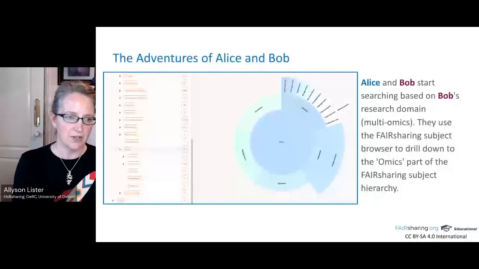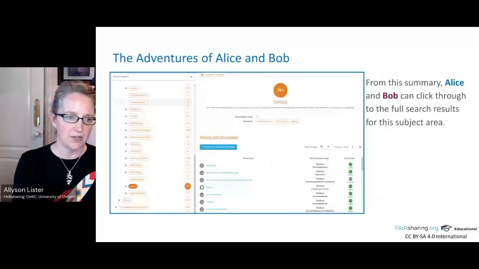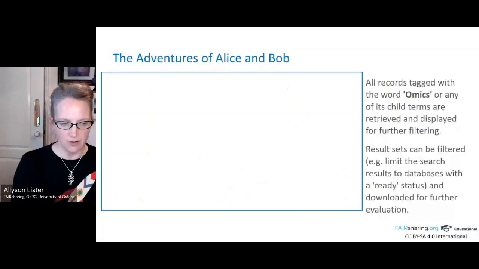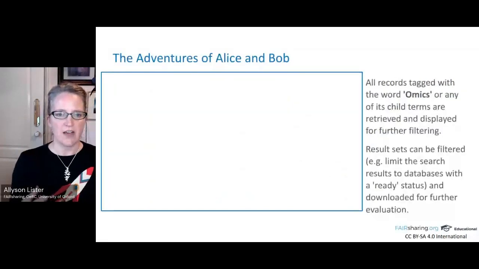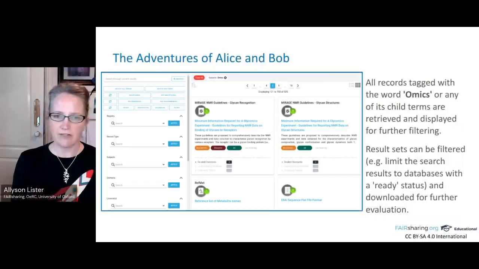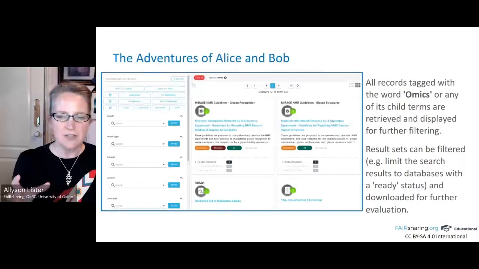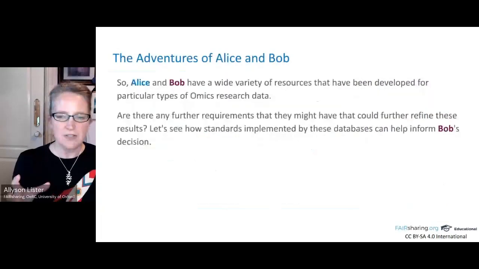From this summary, Alice and Bob can click through after they've seen that there's 781. Wow, that seems like a lot. Now that's 781 mentions of the word omics or any of its child terms, because we use an ontology to describe our subjects. So you can click through and access the main search results. Ultimately, because there was some overlap in the tagging, there are 525 records tagged with omics. Result sets can then be further filtered according to a number of different features that you might want. We have a wide variety of resources.